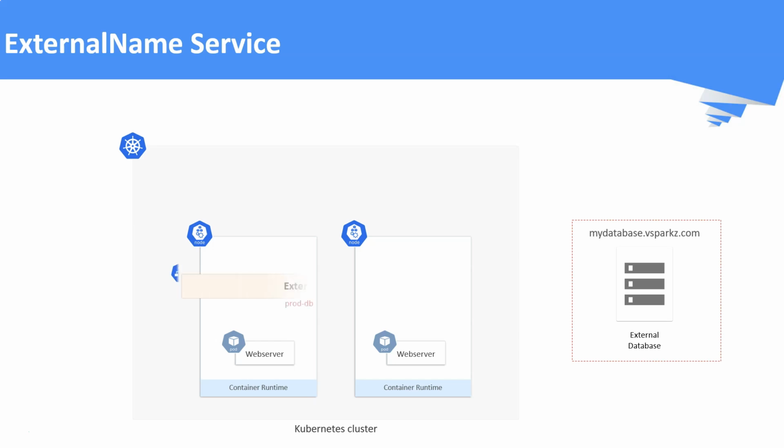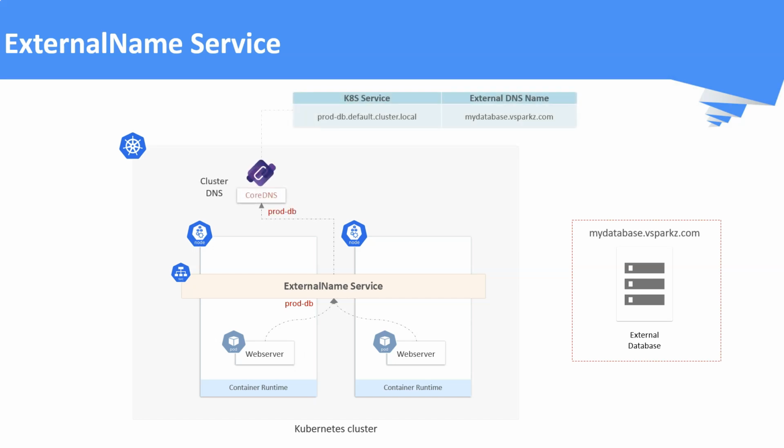Let us consider an example of creating an external name service having a name prod-db. When we hit this service name from the application pod, the Kubernetes cluster DNS component, so-called CoreDNS, will look up that the external name service prod-db has an external name set and its DNS name is mydatabase.vsparks.com. Now the application pods will reach the external database.